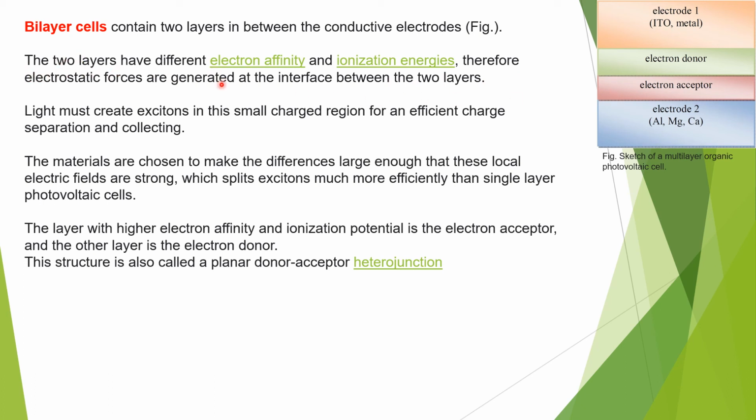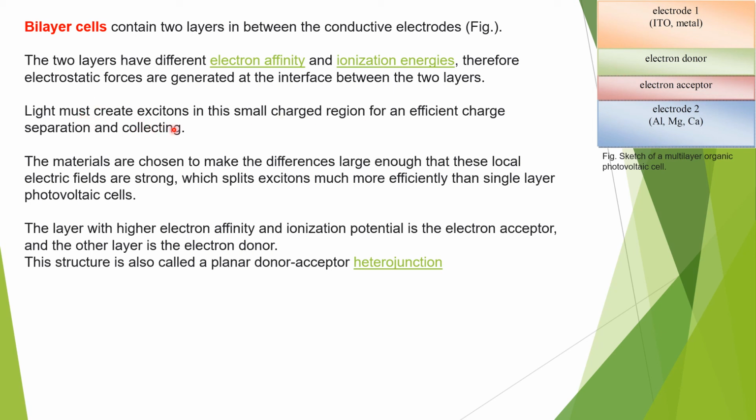The two layers have different electron affinity and ionization energies, and therefore electrostatic forces are generated at the interface between the two layers. As they have different electron affinity as well as different ionization energy, there will be the generation of electrostatic force. It means there will be a difference in EMFs, which helps in creating electricity.